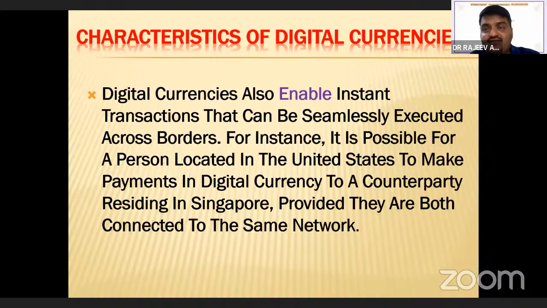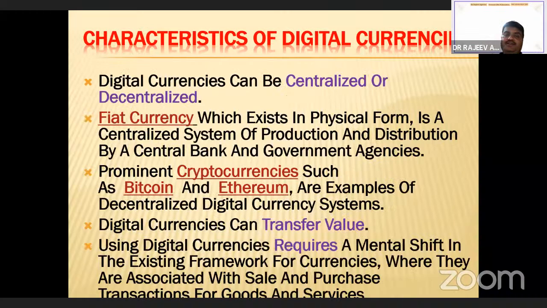Now, the characteristics of digital currencies. Digital currencies also enable instant transactions that are seamlessly executed across borders. For instance, if you are sitting somewhere in the US and you want to do a transaction in Singapore, it can be done without any effort, provided you have an online network. Again, digital currencies could be of two types: centralized or decentralized.